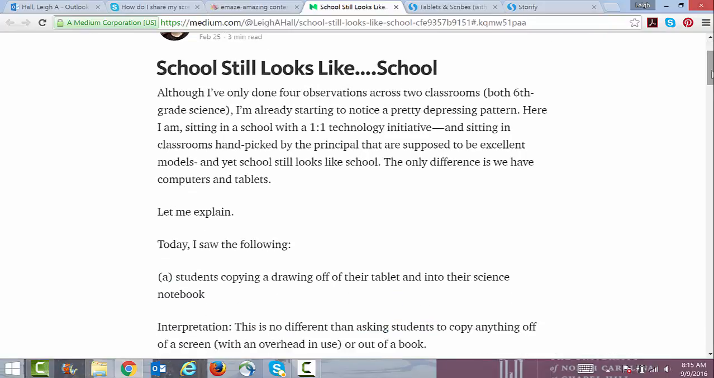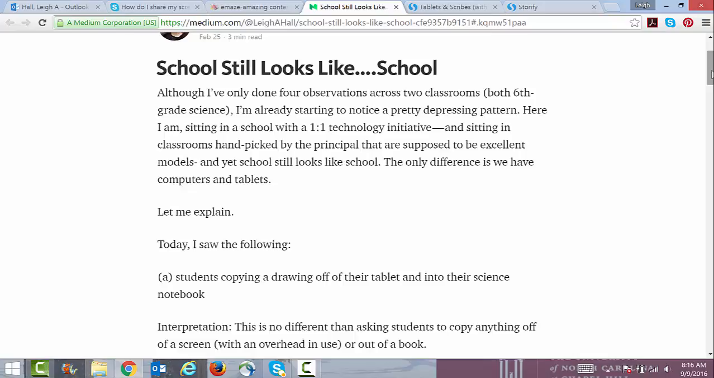happening, right? I've only done 4 observations across 2 classrooms. I'm starting to notice a pretty depressing pattern. Again, it's only 4 observations. This is probably at best 8 to 10 hours' worth of observations. But I am noticing a pattern, and so I want to make note of that, and it's in my records. I'm not saying that the pattern's going to hold up. I'm not saying it's a finding, but I'm just saying this is something that stands out to me.